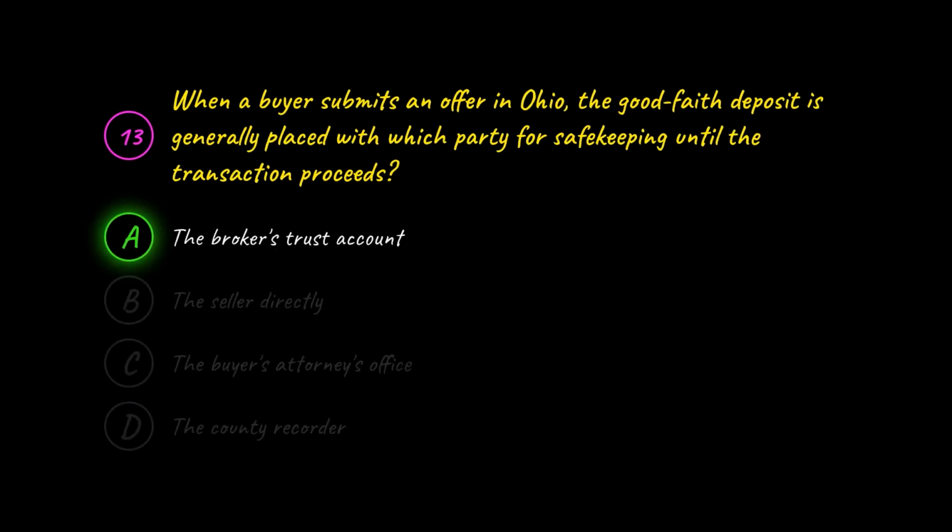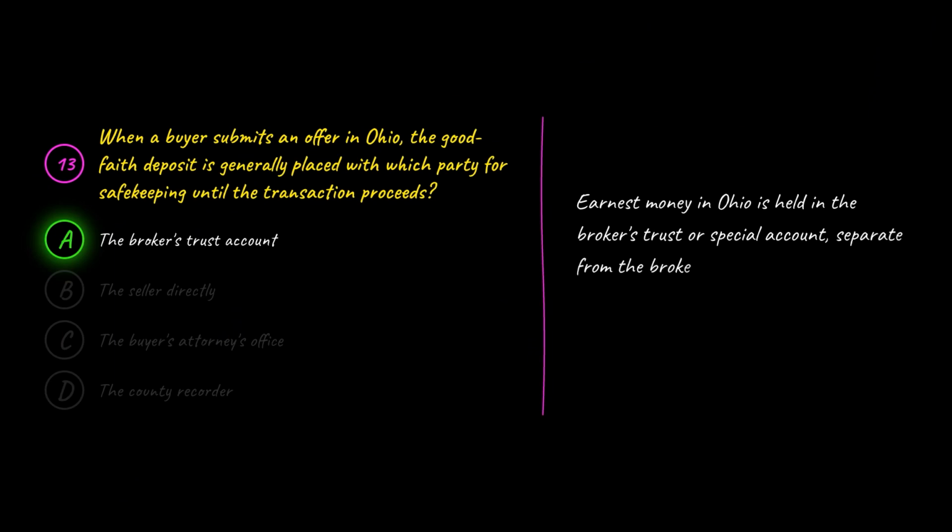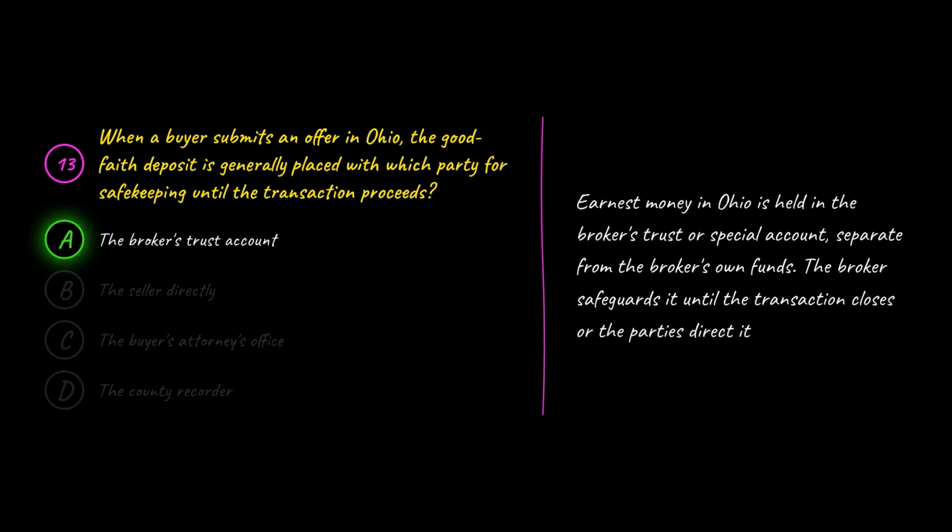The correct answer is A. The broker's trust account. A is correct because earnest money in Ohio is held in the broker's trust or special account, separate from the broker's own funds. The broker safeguards it until the transaction closes or the parties direct its release.